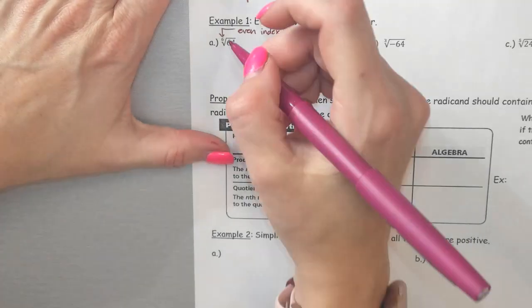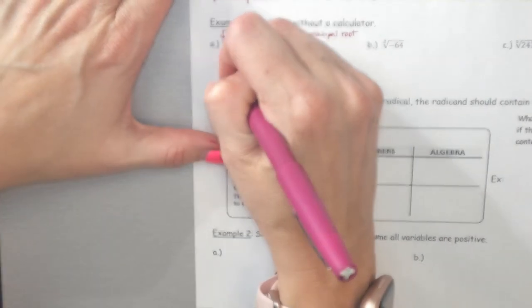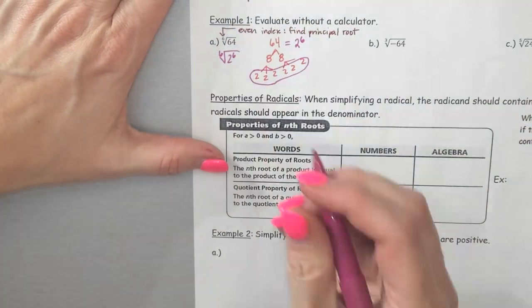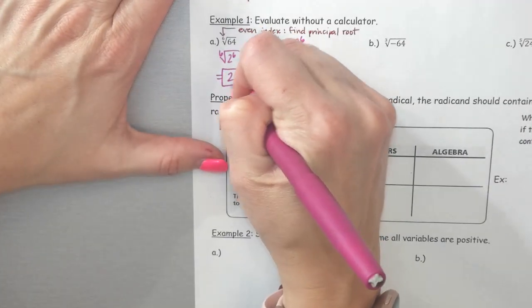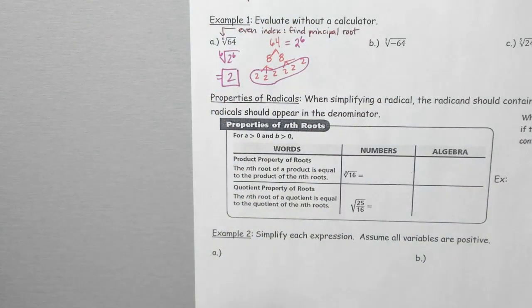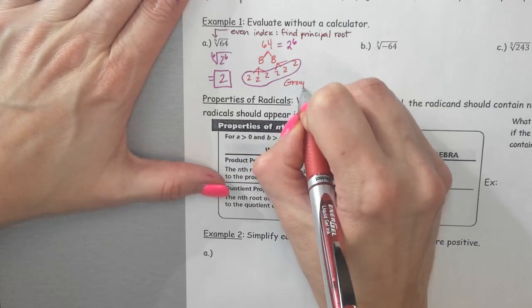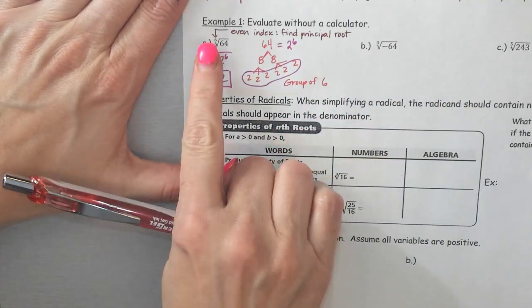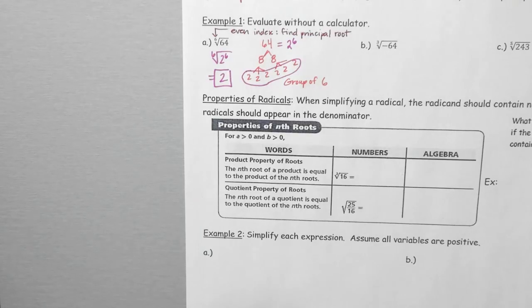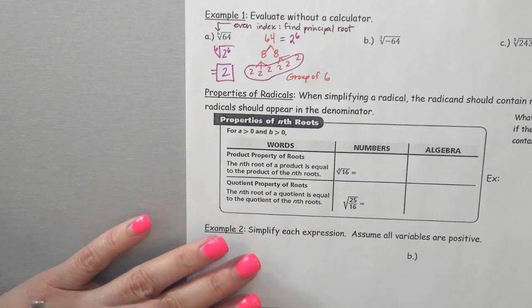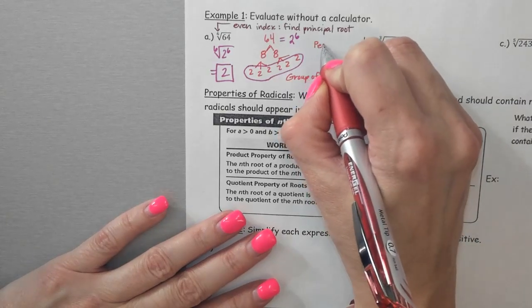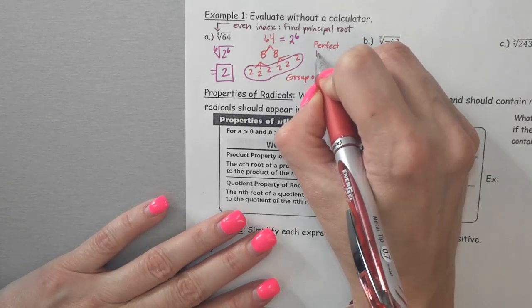So if you take the 6th root of 2 to the 6th, what are you left with? 2. So the 6th root of 64 is 2. Another way you can think of it is you can take out a group of 6. If your index is 6, you want to find a group of 6. And when you get a whole number here, this is a perfect 6th root.